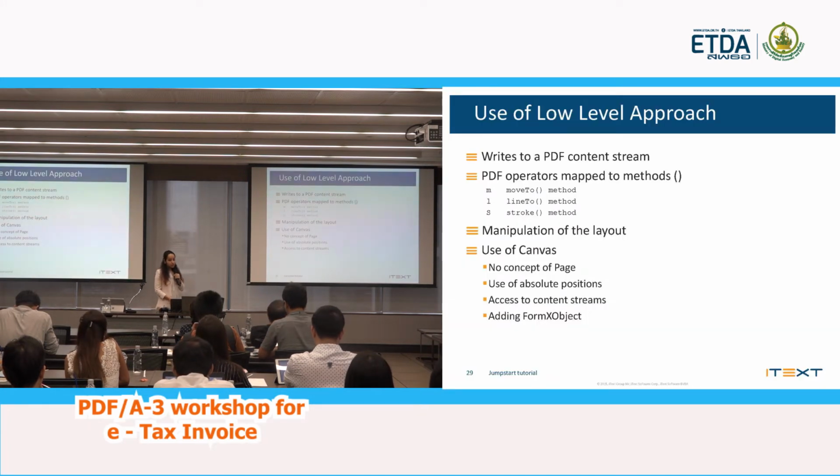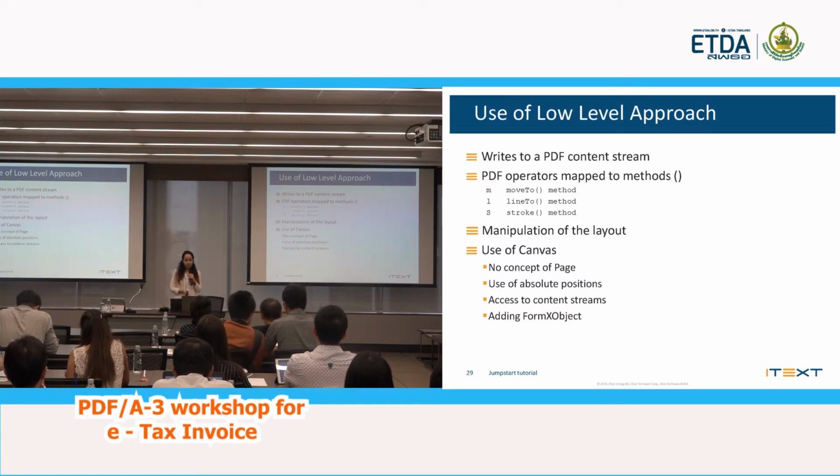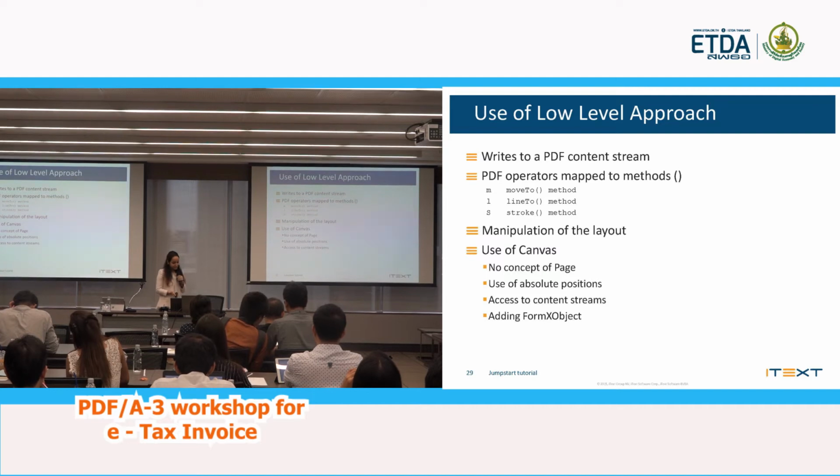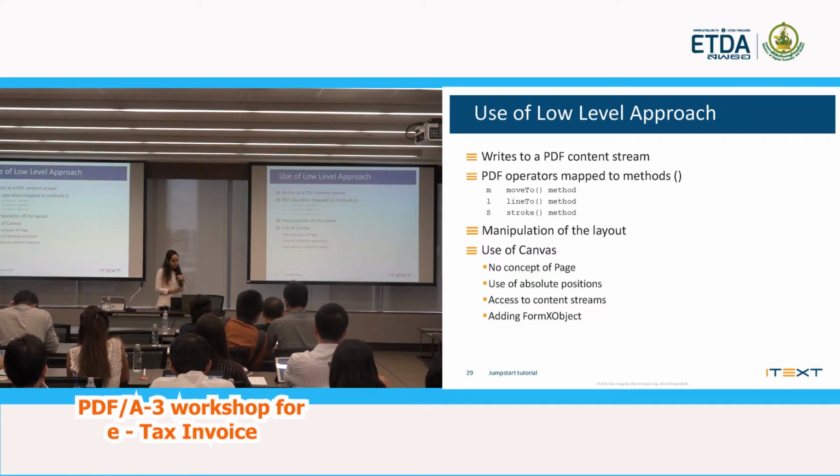So at the low level, it writes to the PDF content stream, and PDF operators are mapped to methods. For example, instructions of PDF syntax like M, L, S are mapped to methods like move to, line to, and stroke. So it is easy to remember what every function does. So it allows for the manipulation of the layout. Like I said, the use of Canvas has no concept of a page. There are absolute positions, and you get access to content streams.